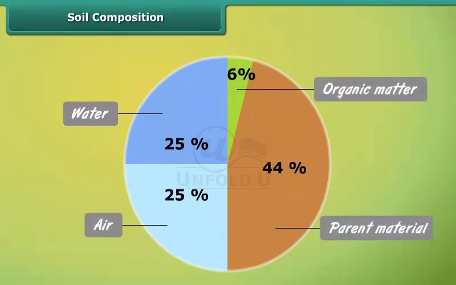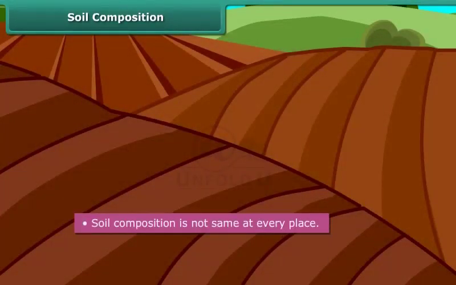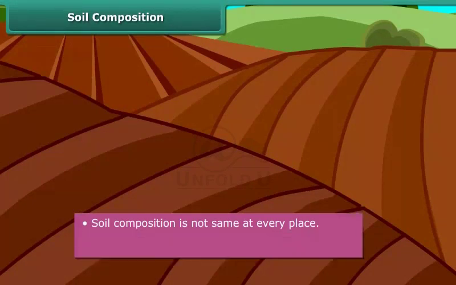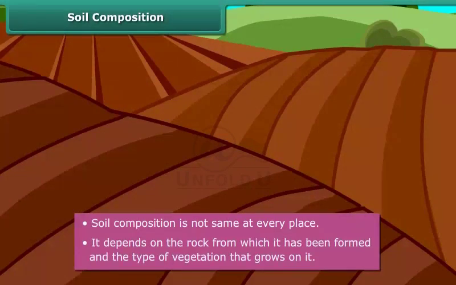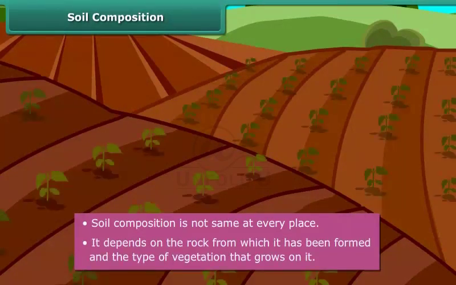Soil composition. Soil is a mixture of water, air, parent material and organic matter. Over time, these four components combine together to form healthy, fertile soil. Don't think that soil composition is the same at every place. It depends on the rock from which it has been formed and the type of vegetation that grows on it.